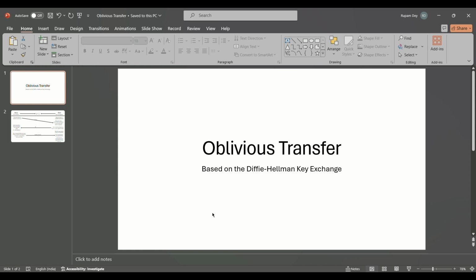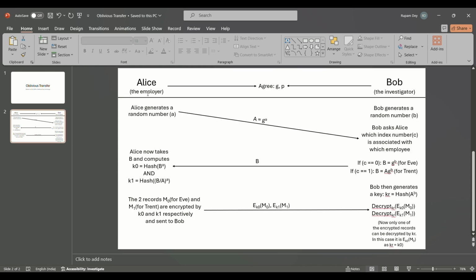Now here Bob will pass a whole lot of keys to Alice, but only one of them will actually work. We have in this situation the employer Alice, the investigator Bob, and the suspect Eve, who might have committed a crime. Our motive is not to let Alice know that Eve is a suspect, as it could result in Alice firing her before she is even charged guilty. Let us take into account two employees, Eve and Trent, and here we already have Alice and Bob.